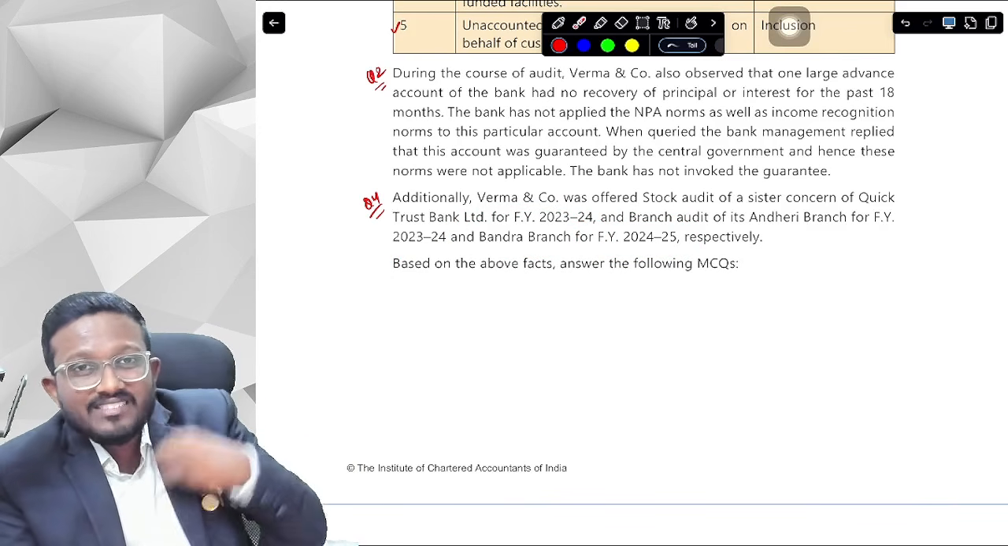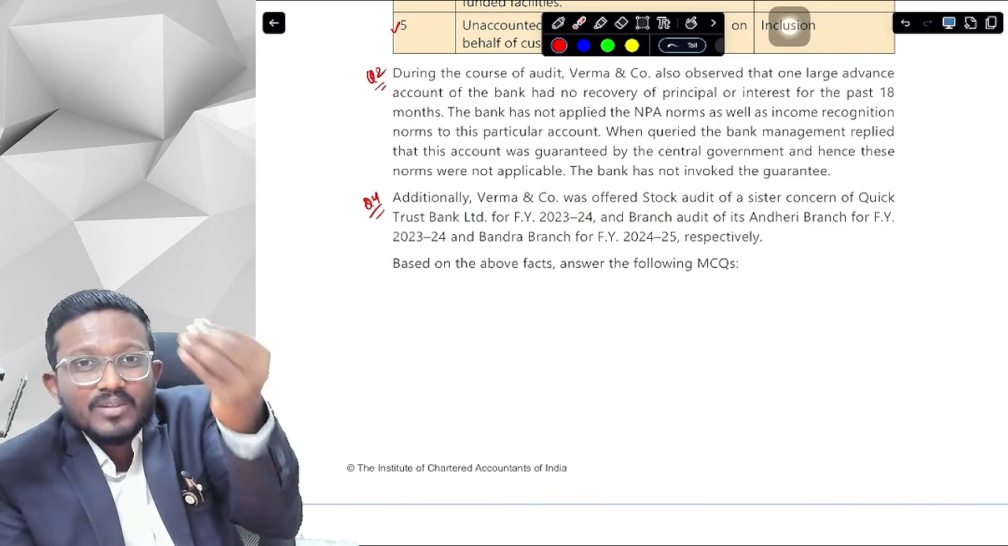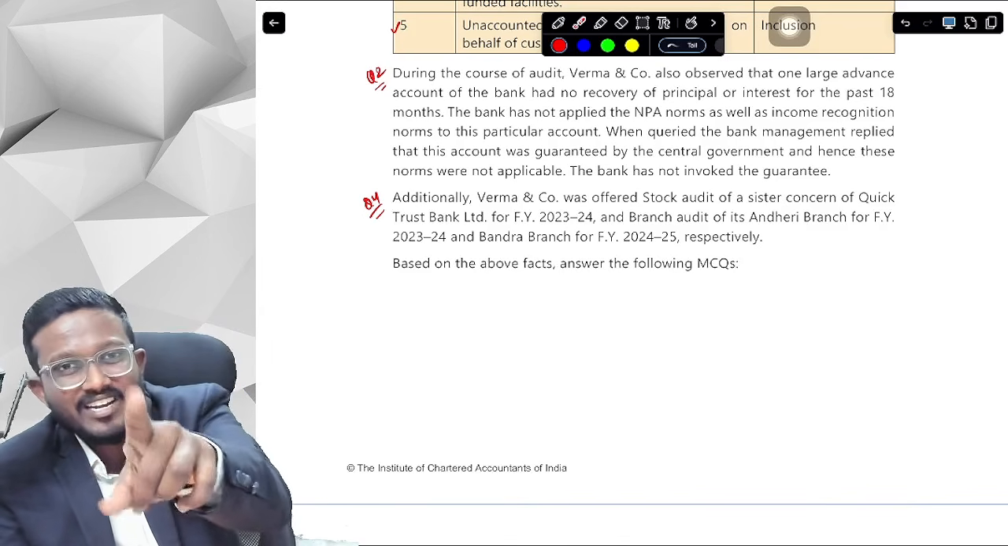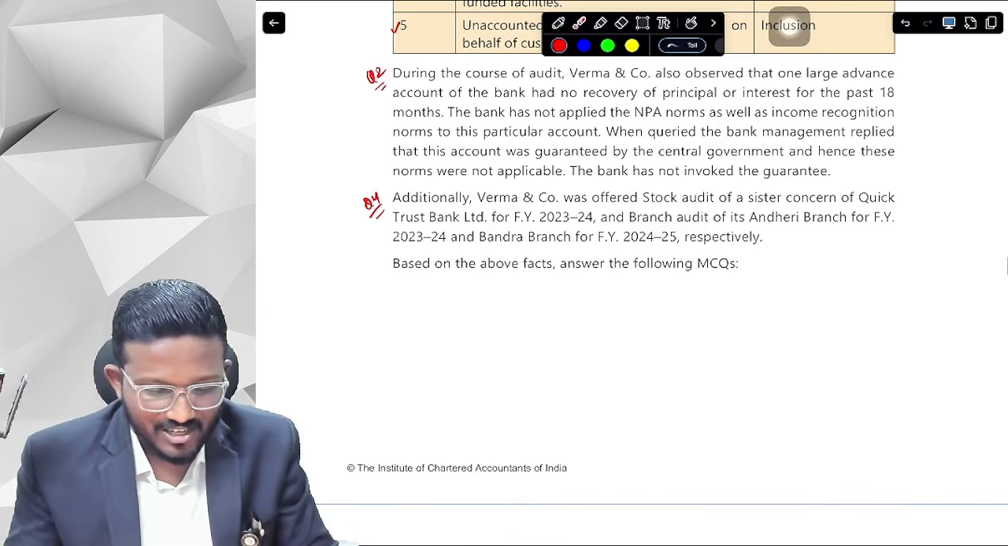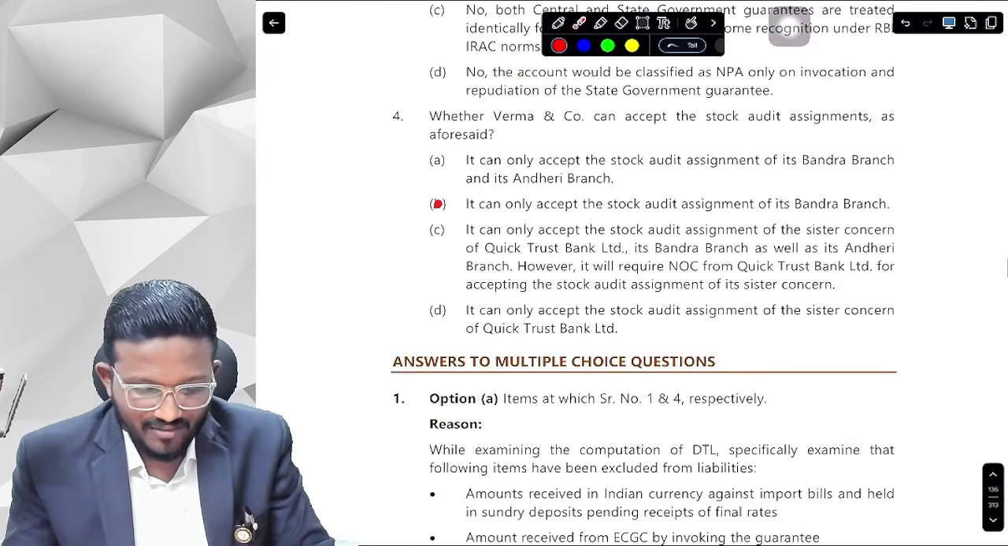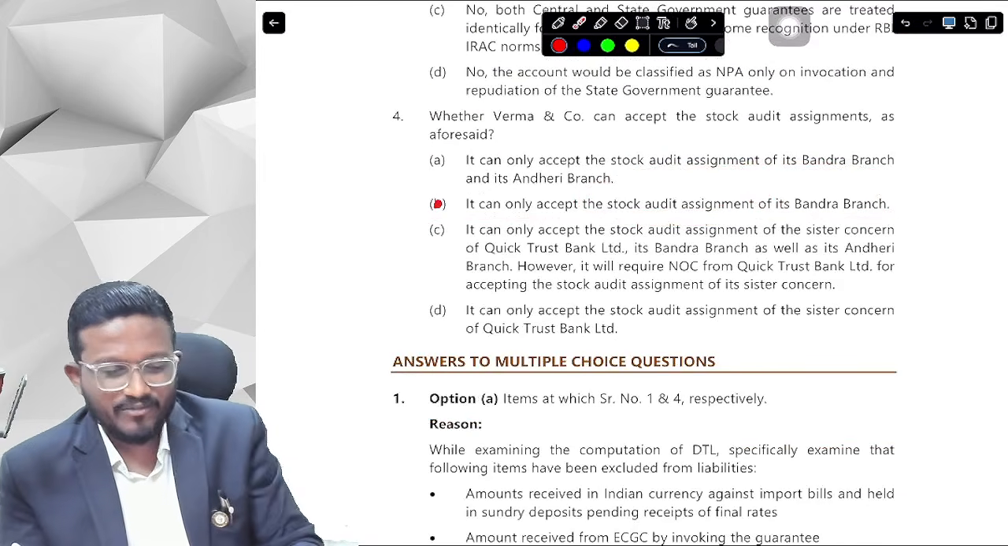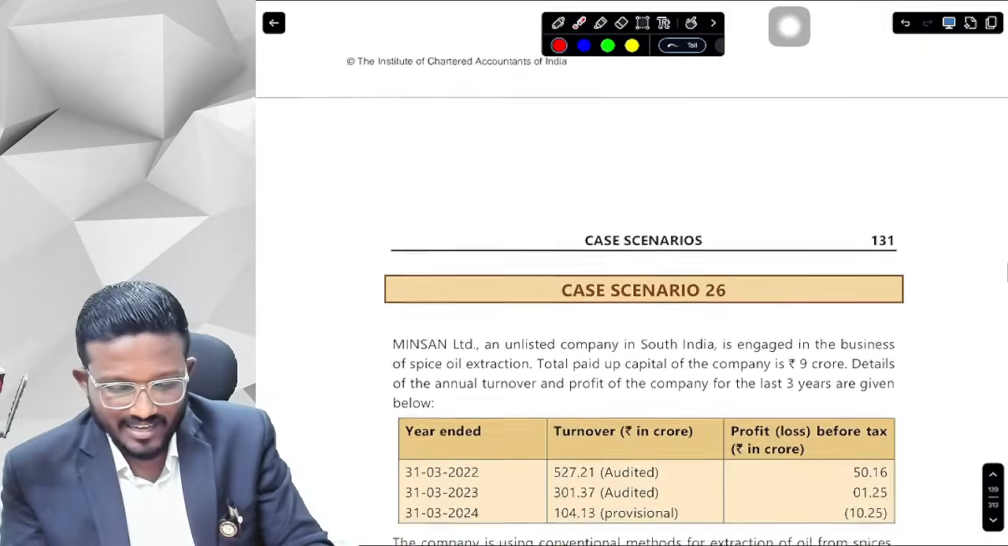So basically if we are the statutory auditor of the bank, we cannot do the internal assignments of the bank or the sister concerns of the same bank for the same financial year, but obviously we can do it for the next financial year. So here we can accept the stock audit assignment of the Bandra branch only, since it is of the next financial year. Okay, yes sir, this was your case scenario number 25.